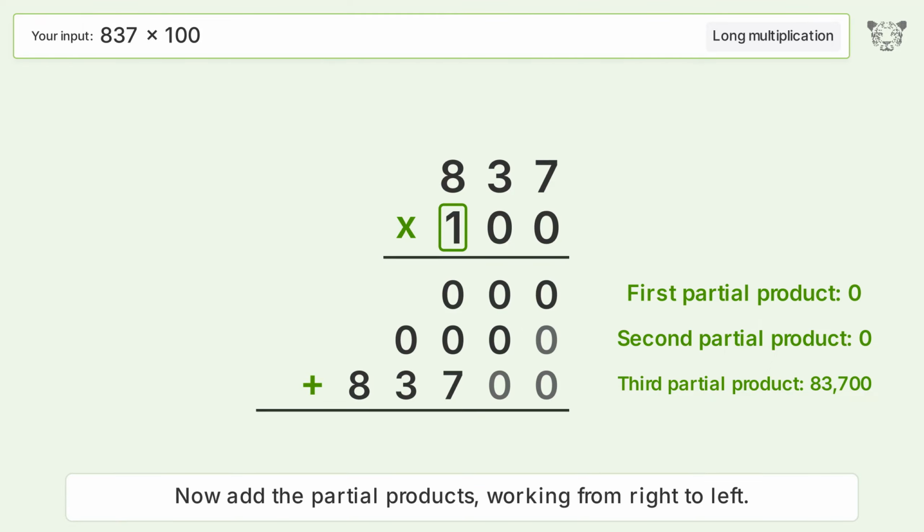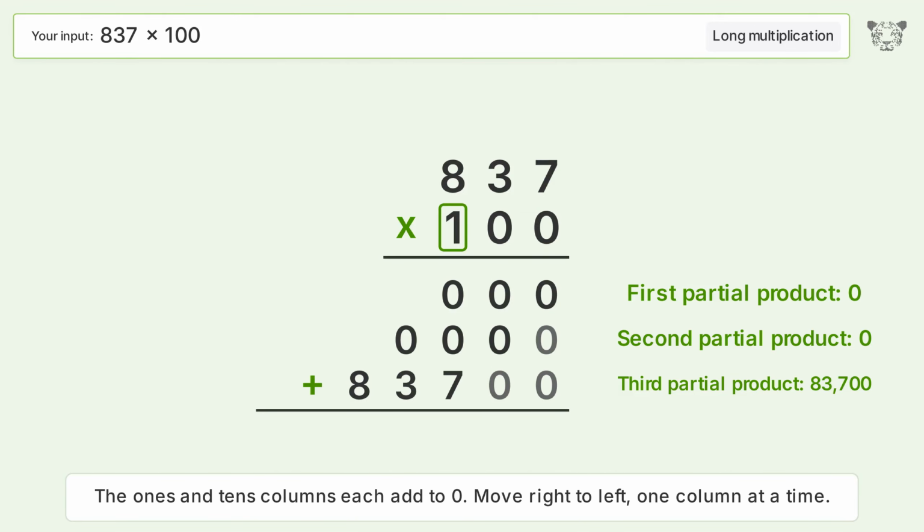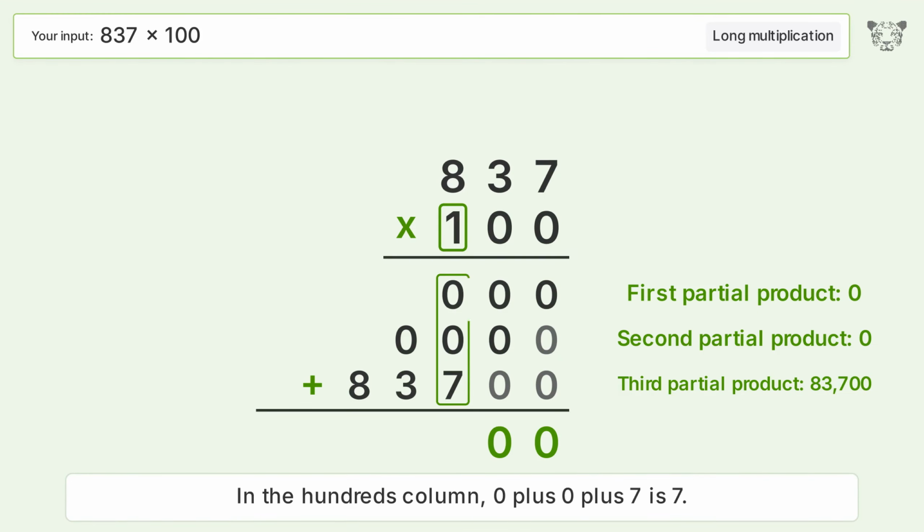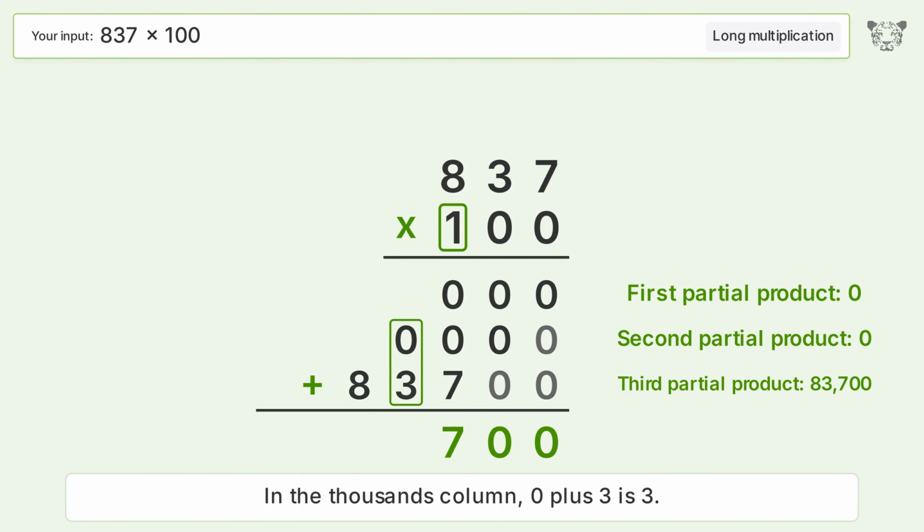Now add the partial products, working from right to left. The ones and tens columns each add to 0. Move right to left, 1 column at a time. In the hundreds column, 0 plus 7 is 7.